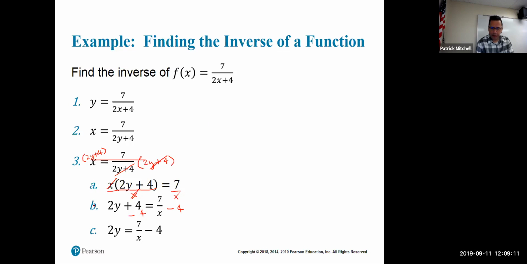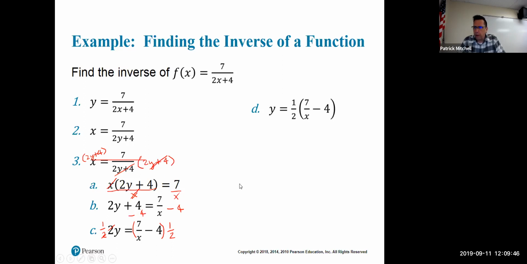I'm going to save myself a step. Instead of thinking of it as dividing both sides by 2, I'm going to multiply both sides by 1/2, because then I won't have what we call a complex fraction on the right side. All right, that'll get rid of the 2, just like dividing by 2 would. And it'll make it look like this. Okay, y equals 1/2 times 7 over x minus 4. That is now solved for y.